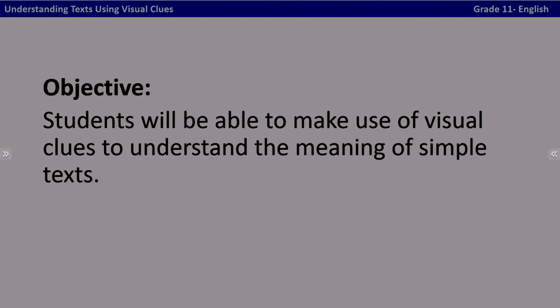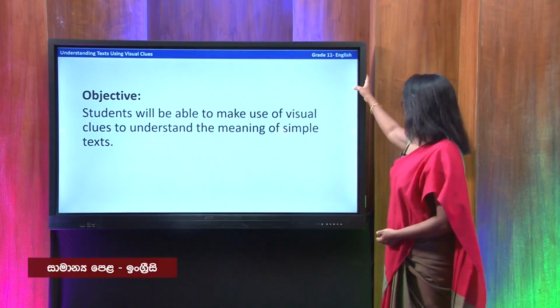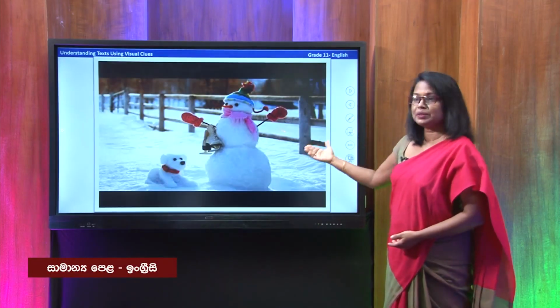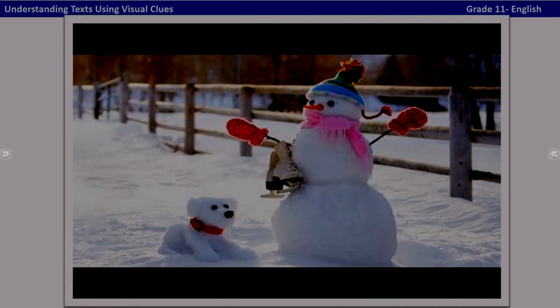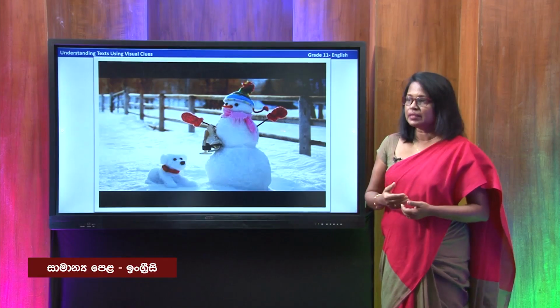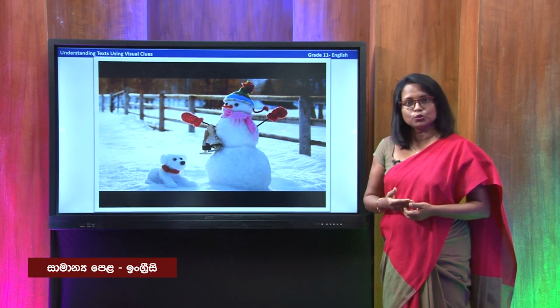We are going to start the lesson with a simple poem, and this is what my poem is going to be about. Can you see what it is? Yes, it's a snowman. You see, children, in cold countries during winter, the children make snowmen with snow.